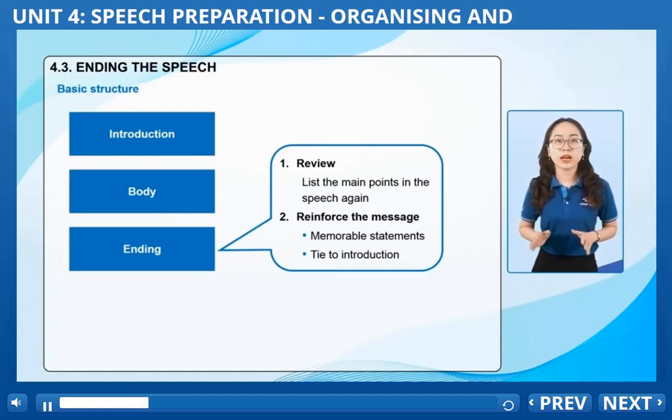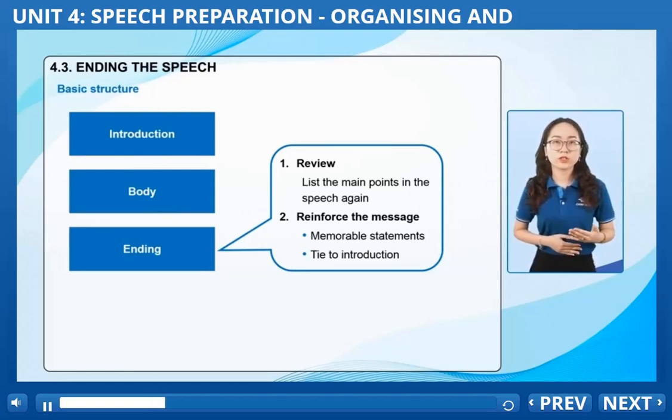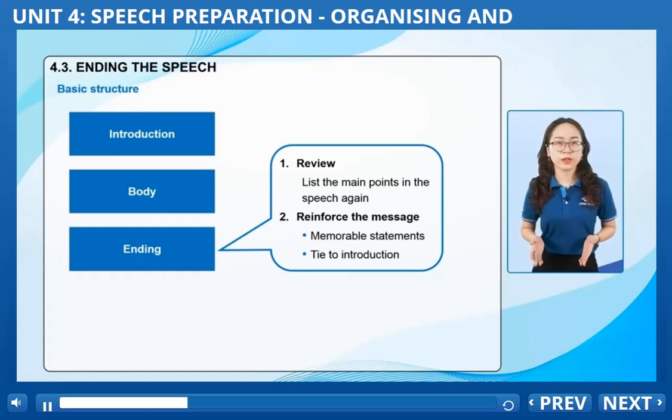No matter what kind of speech you are giving, the conclusion has 2 major functions. So to let the audience know you are ending the speech, and to reinforce the audience's understanding of or commitment to the central idea.